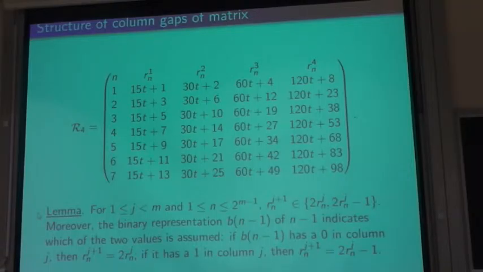And then in the third row, it will be 5 times 2 is 10, but twice 10 is 20, and here it's only 19. But 19 times 2 is 38. So what's going on? So here is the lemma.